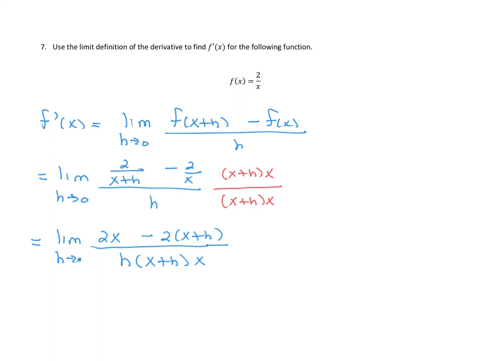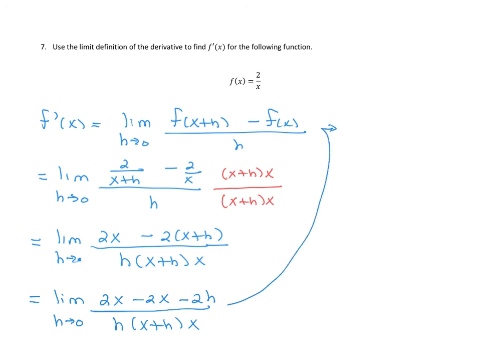Here I'll distribute the -2, and so this is the limit as h goes to 0 of 2x minus 2x minus 2h. In the denominator we have h times x plus h times x. I'll continue my work up here. This is the limit as h goes to 0 of, and in the numerator we just have 2h. In the denominator we have h, x plus h, and x. I can now cancel the h, and this is great.